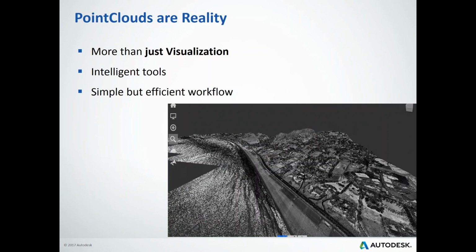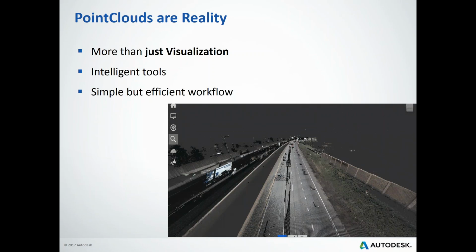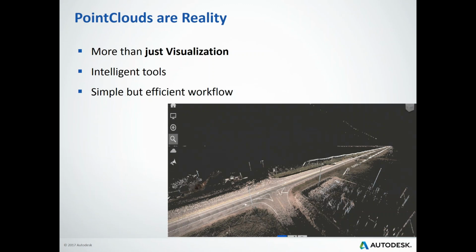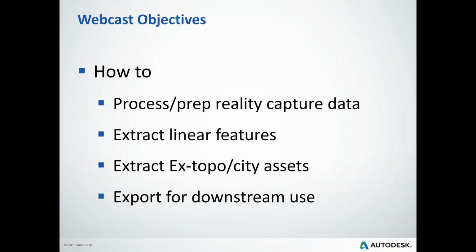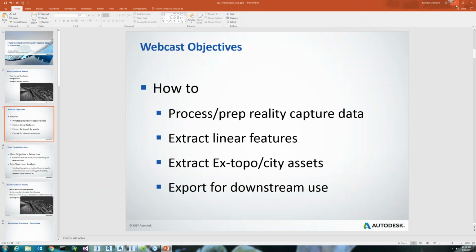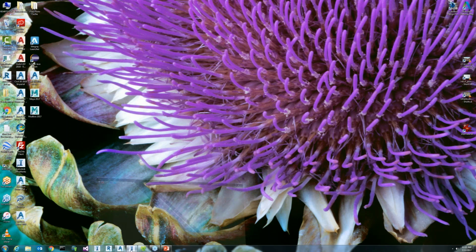Keeping that in mind, today I'm going to show the software itself. I have sample point cloud data. I'm going to show you how to prep the point cloud data, extract the linear features, and also extract some city assets or extopo features you want, and export them so that you can use them. So at the end of the webcast, any point cloud data you get, as a user, you should be confident what you can do with the InfraWorks product. Hopefully that helps you incorporate InfraWorks in your workflow and use it more for road design and the feature extraction capabilities. So now, having said that, let me bring this down and push InfraWorks up.